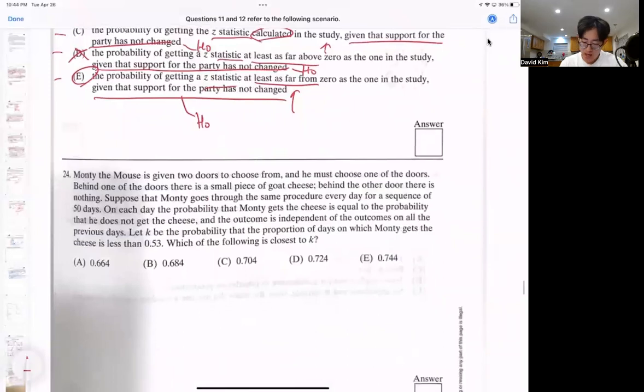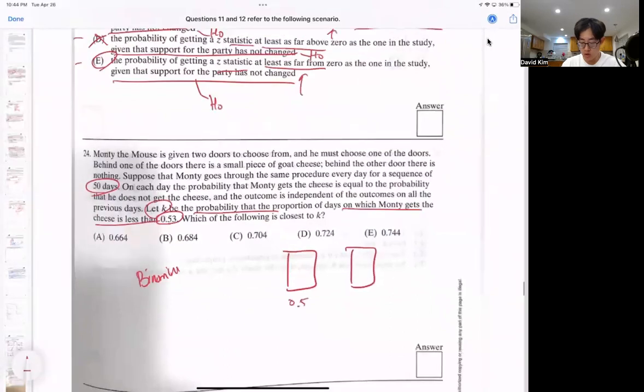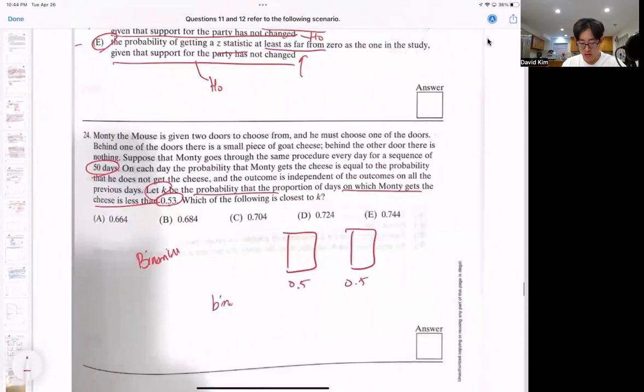24, we have 50 as your sample. The probability, the proportion of days in which Monty gets the cheese is less than 0.53. Once again, this is a binomial. How do I know that? You have two doors. Each of the doors has an equal chance of being open, so it's 0.5 for the probability. We're going to do a binomial CDF. But if we're talking about the proportion of the days in which Monty gets the cheese is less than 0.53, you need to first account for the fact that the sample here is 50 days.